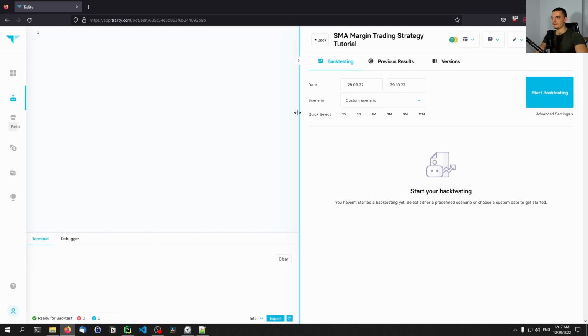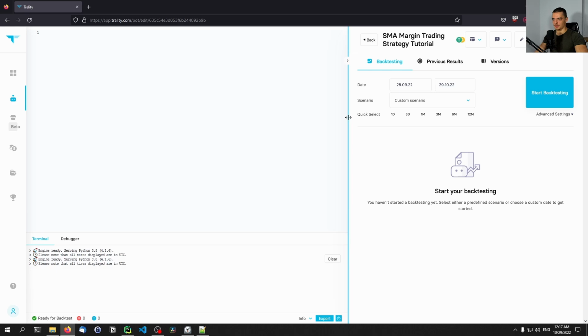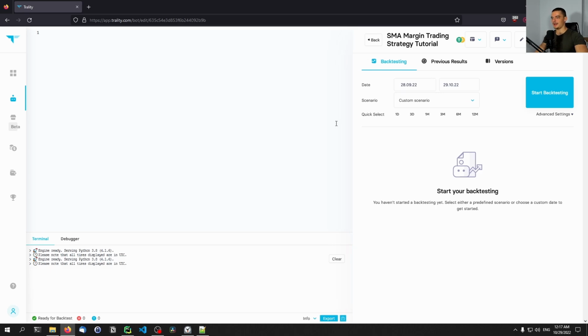Now, for those of you who have not watched the first video on Trality, my first tutorial, I'm going to briefly explain this environment here. It's quite simple. We have the coding section here on the left, the coding editor, we have the terminal down below, and we have the backtesting section on the right. We're going to use it here once we're done with the first strategy.